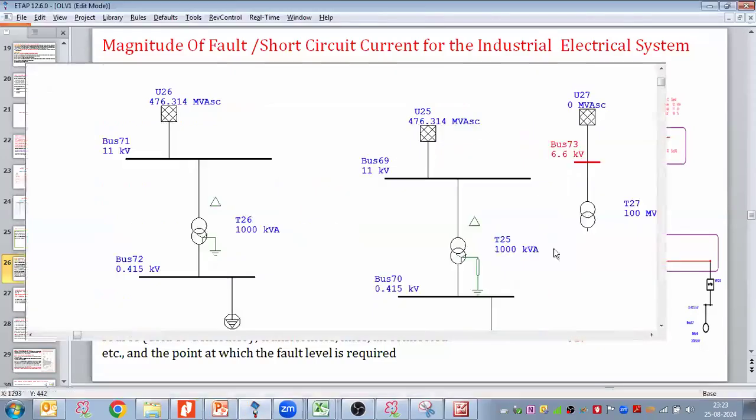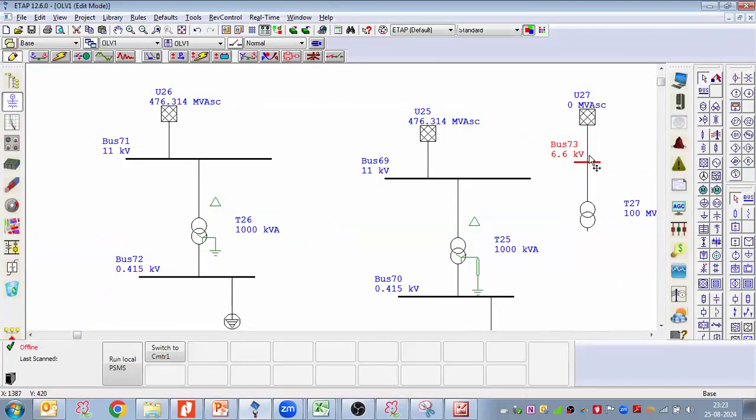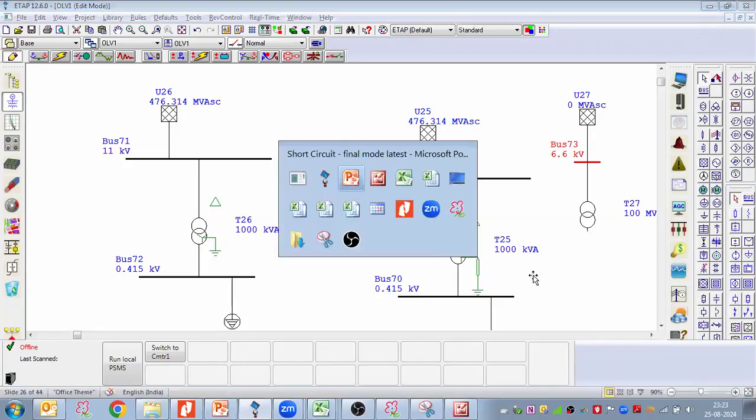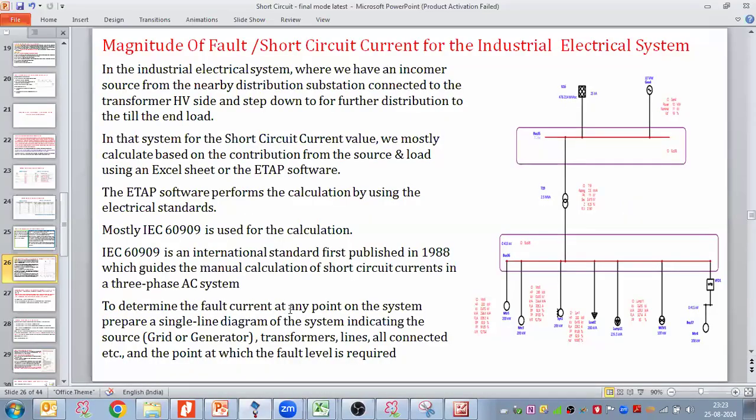To determine the fault current at any point on the system, what we do in ETAP when we do the project is take the single line diagram of that industrial electrical distribution, and develop that single line diagram in ETAP. Prepare a single line diagram for the system indicating the source. This source could be the grid, or a local generator, an industrial generator or DG, indicating the transformer, indicating the lines.